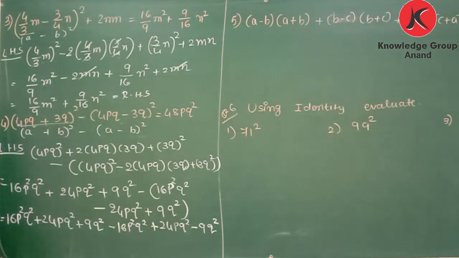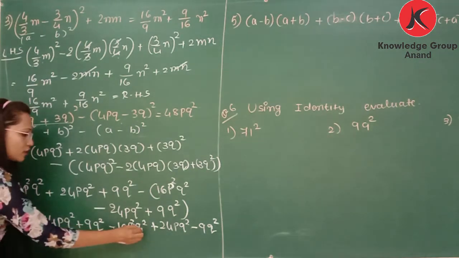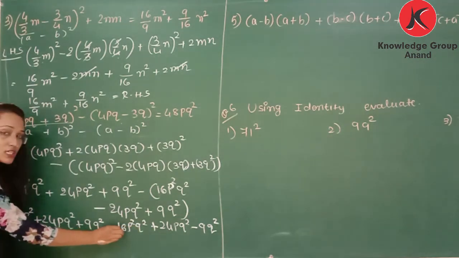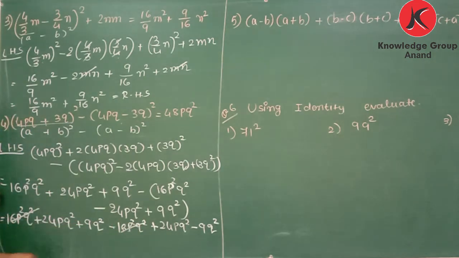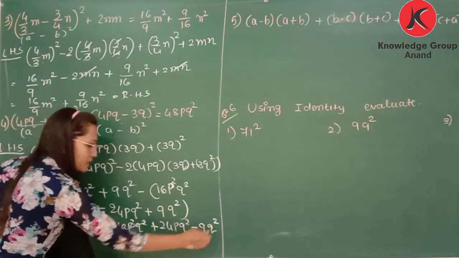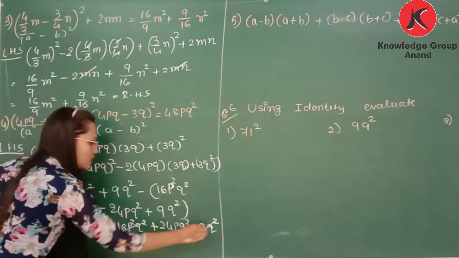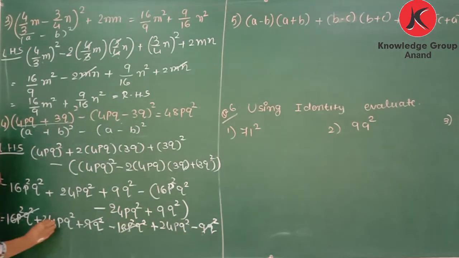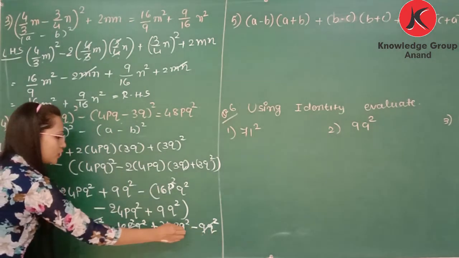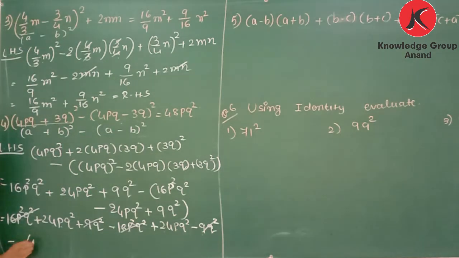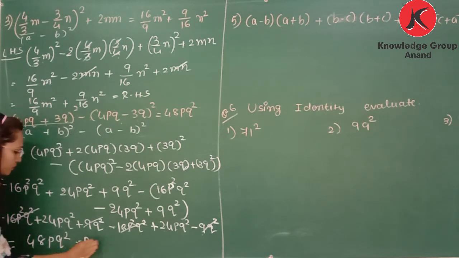Now like terms. So p square q square, p square q square, 16 is plus, 16 is minus, so cancel. 9q square minus 9q square, so it is also cancelled. Remaining term 24pq square, 24pq square, addition 48pq square, and this is what? It is our right hand side, so it is true.